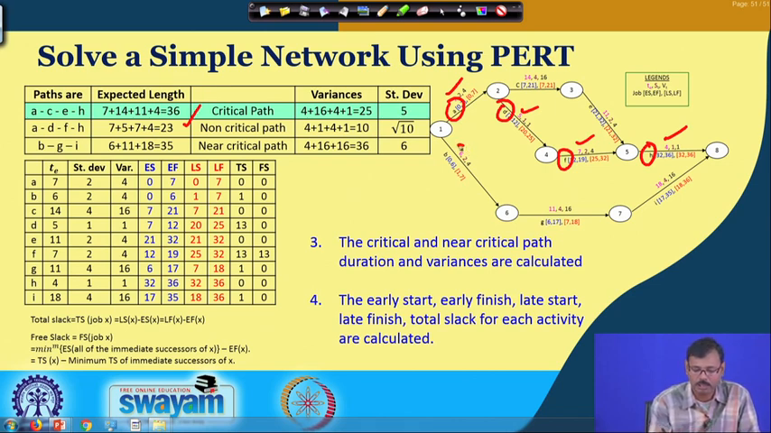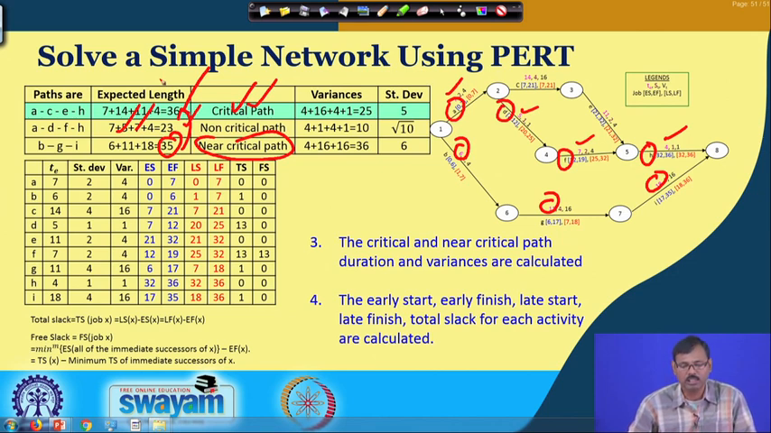The third path is B, G and I. So, 6 plus 11 plus 18, that is 35, and as 36 is the maximum one, obviously this is the critical path, and 35 is very close to 36, that means it is a near critical path. And this one is neither a critical path nor a near critical path, it is a non critical path, having duration much lesser than the critical path. So, this is giving us the idea about the critical path and non critical path.